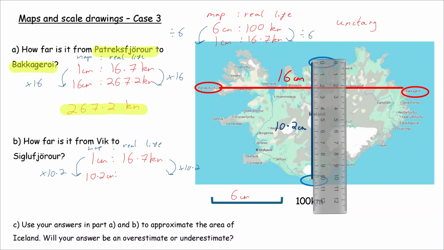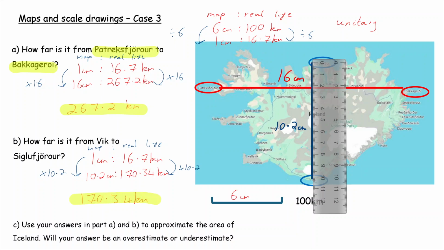Now 16.7 times by 10.2. Let's see what that gives you. 16.7 times 10.2 gives you 170.34 kilometers, and that is your answer. So from Vic to Siglufjord, or however you say it, is 170.34 kilometers. So that's the first 2 parts done.